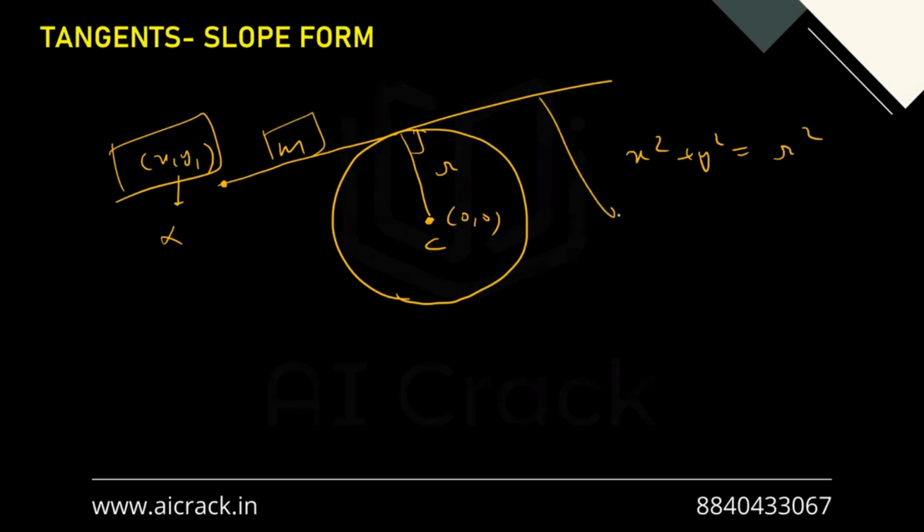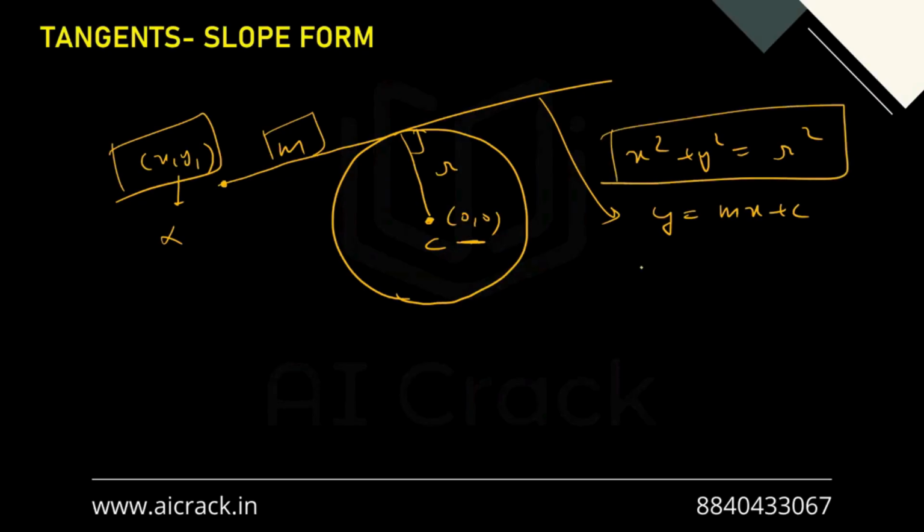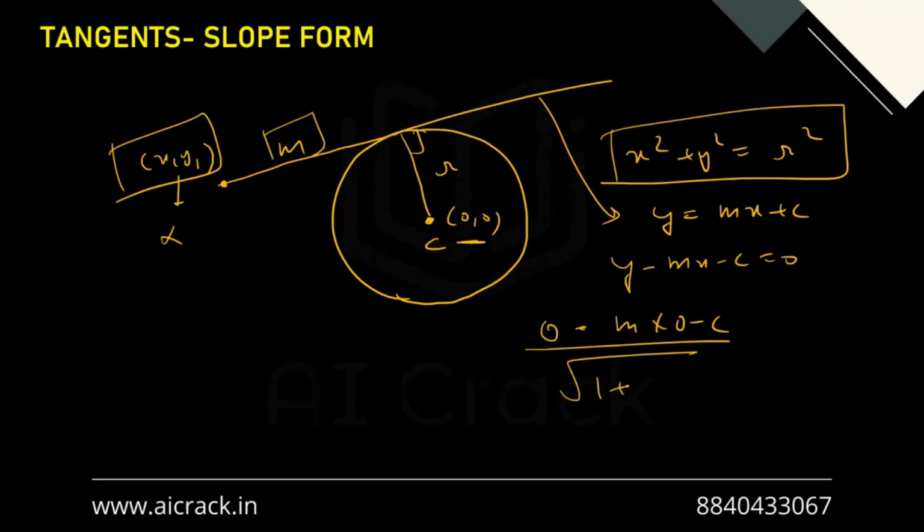So let's assume that this tangent equation is y equals mx plus c, and the given condition over here is that the distance from center to this tangent is r, because radius is perpendicular to tangent, right? We know the center coordinates because we have assumed this is the standard circle over here. So we can drop a perpendicular from this point on the tangent and equate the distance to r. That we can do. So if I write y minus mx minus c equals 0, and if I find out the distance, that would be modulus of 0 minus m times 0 minus c divided by under root 1 plus m square, equals r, right?